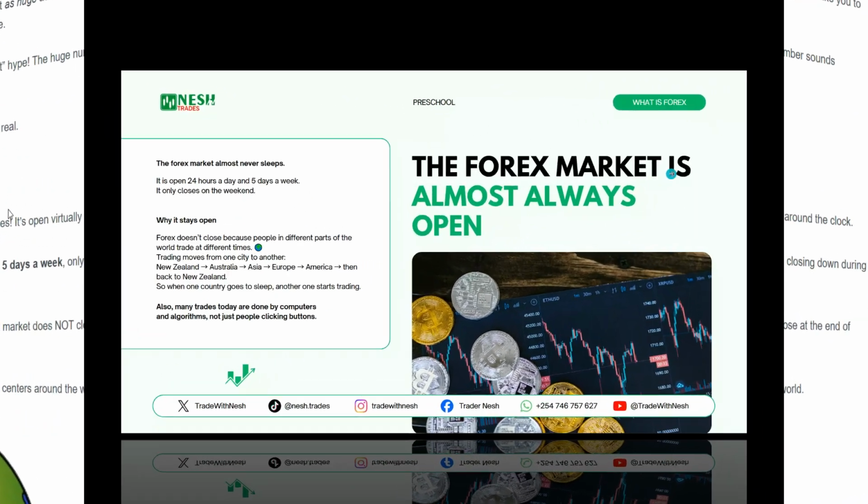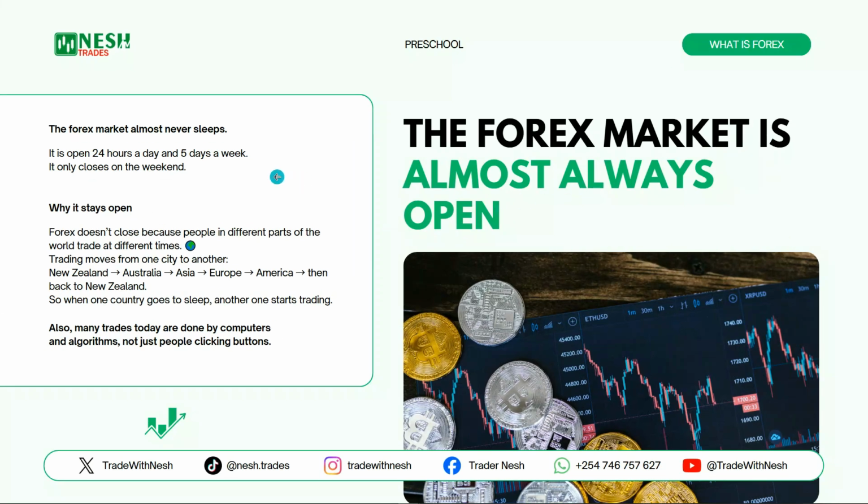Moving forward, the forex market is almost always open. So the forex market almost never sleeps. It's open 24 hours a day and 5 days a week, and it closes on the weekend. All right, so why does it stay open? Forex does not close because people in different parts of the world trade at different times. Trading moves from one city to another, so it starts with New Zealand, then goes to Australia, then Asia, then Europe, then America, then back to New Zealand.